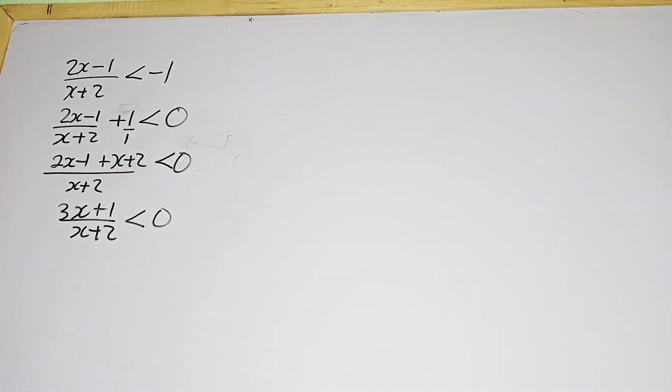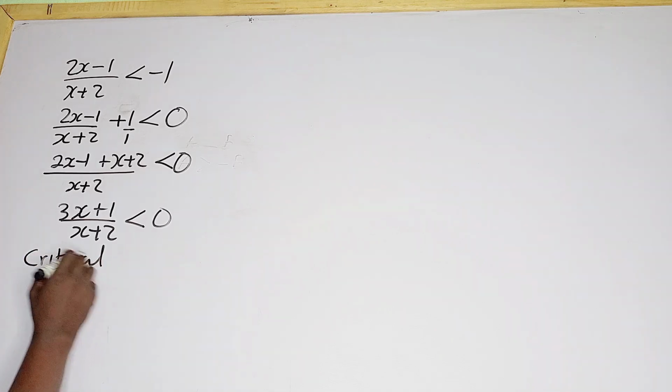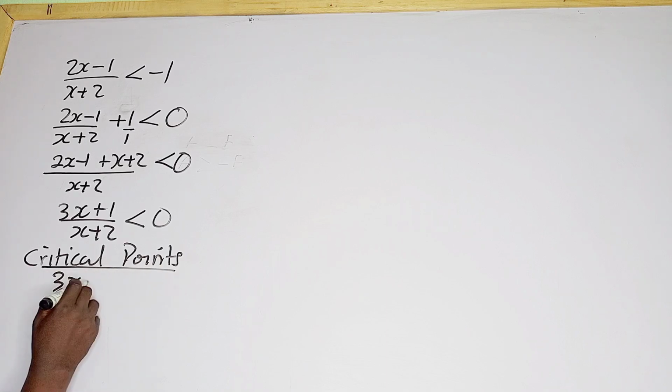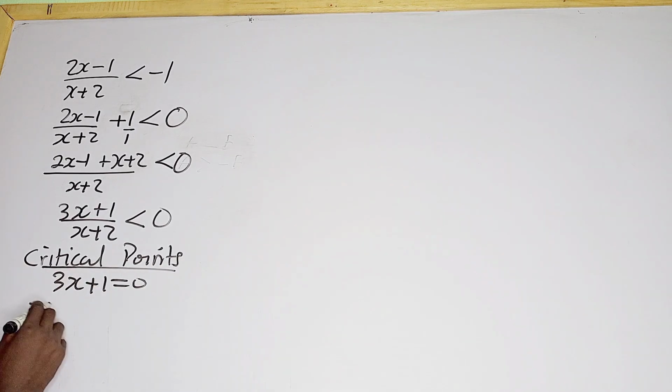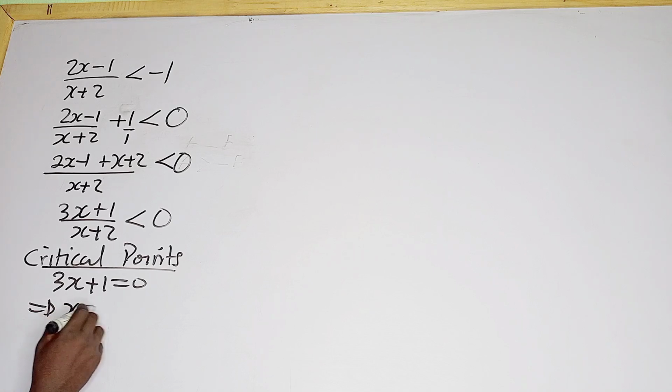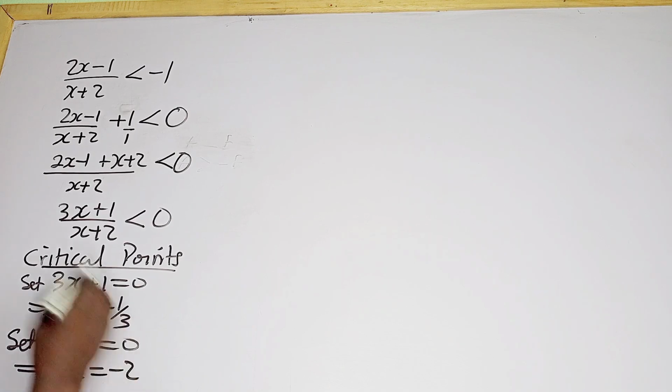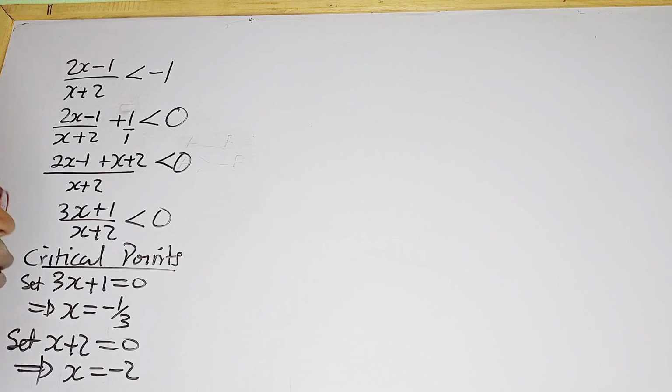At this point, we have to look for what we call critical points. Our critical points will be obtained by setting the numerator to 0 and solving. If we do that, we have x equal to negative 1/3. Negative 1/3 is a critical point. We also set the denominator to 0 and solve. When we do that, we have x equal to negative 2. So we have two critical points, negative 1/3 and negative 2.